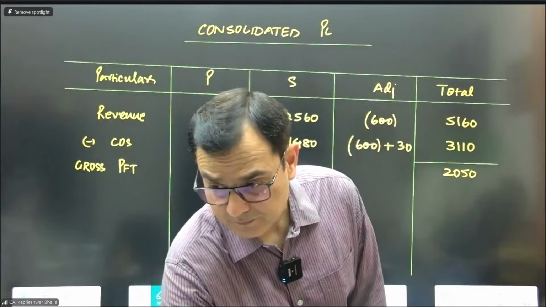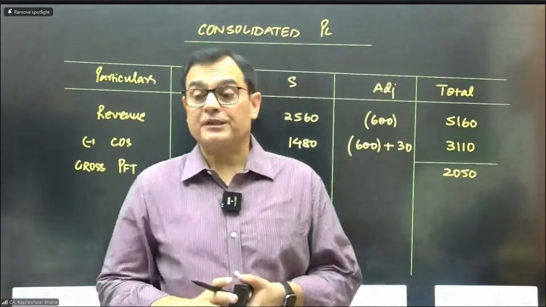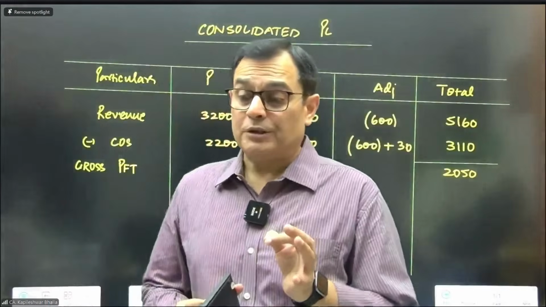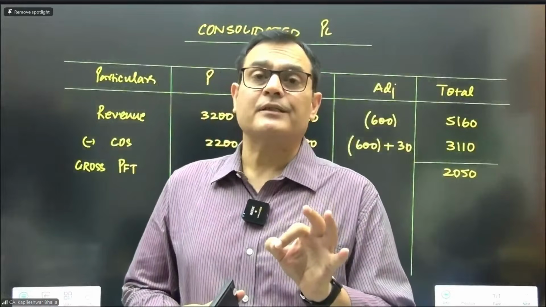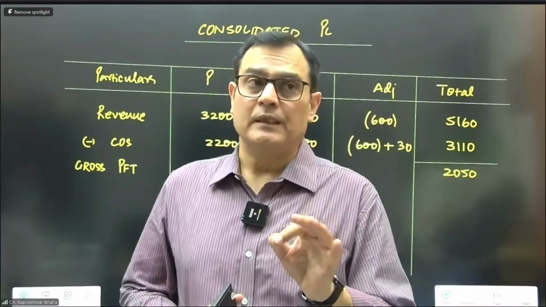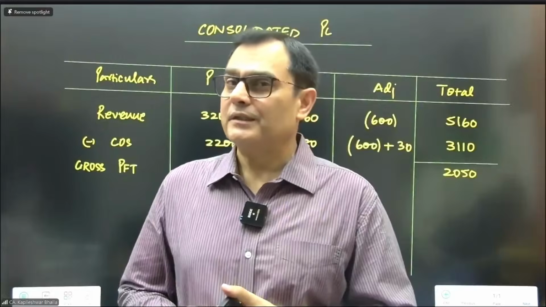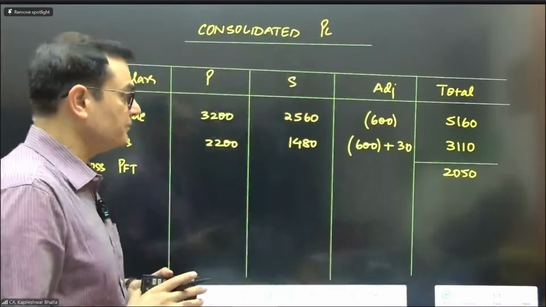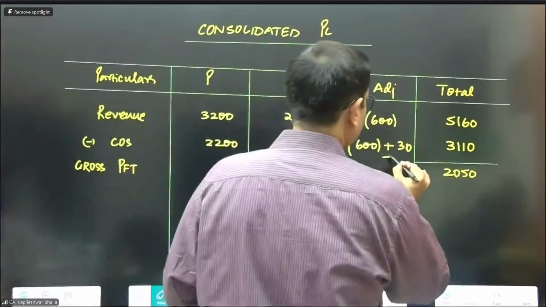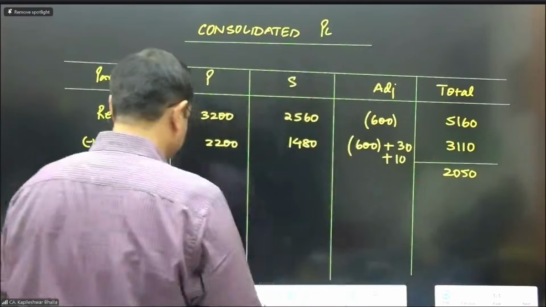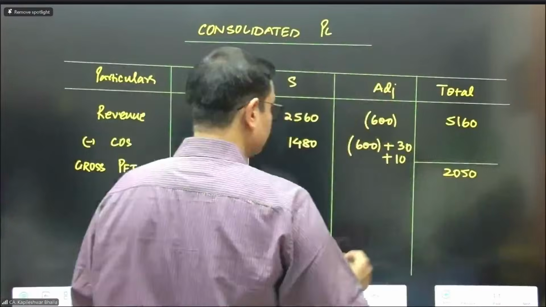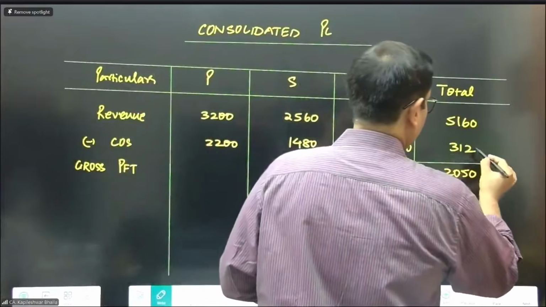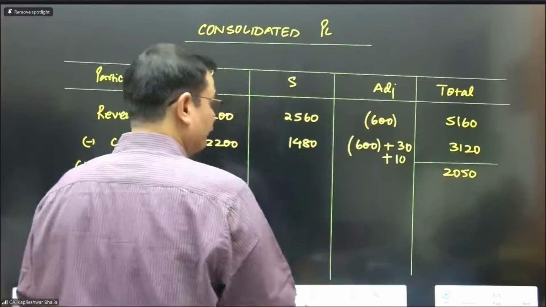I'm given in point number 4 that additional depreciation is supposed to be 10,000, and that is also a part of the cost of sales. So due to the fair value adjustments, there has been some additional depreciation. So I think we should add that depreciation here as well. So we have to slightly change this to 3120. And we get this as 2040.